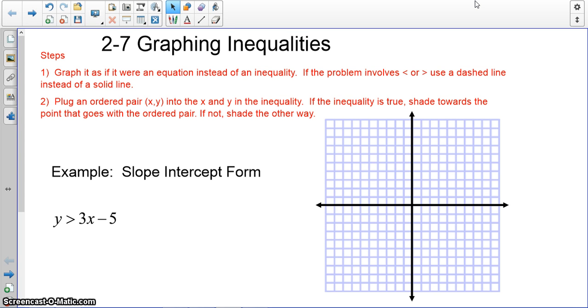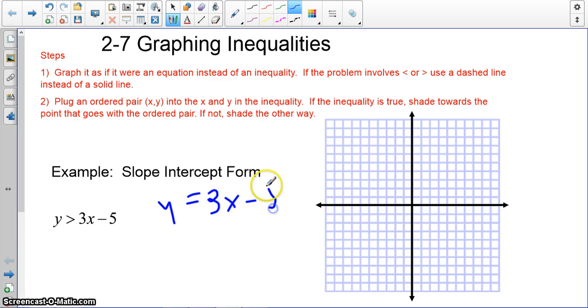Alright, so I pretend that this is an equation instead of an inequality. That's the first thing I do. So I say, y equals, and you don't even really need to write it out like I'm doing. 3x minus 5. So y equals 3x minus 5. It is a linear equation. Let me fix the 3. Okay, so it's 3x minus 5, a linear equation. You just pretend that it's an equation.